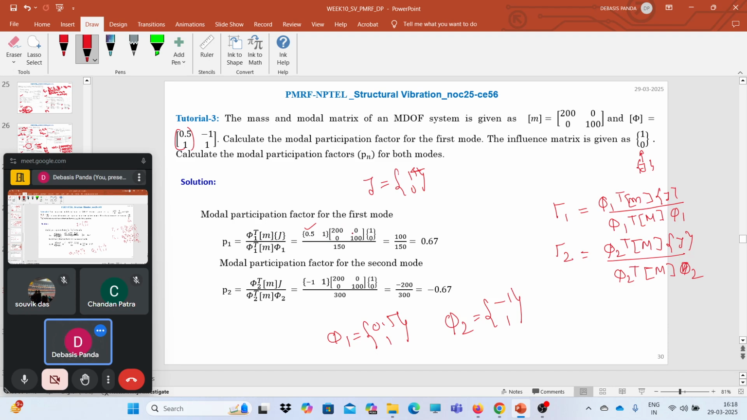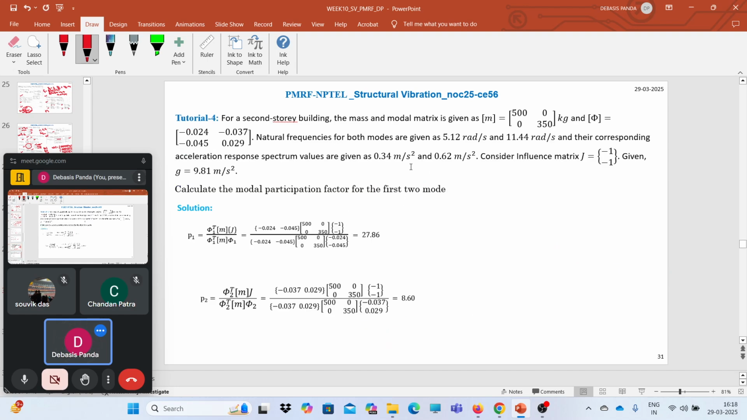0.5 1, and this is the mass matrix. This is your influence vector R or J, and if you calculate phi 1 transpose M phi 1, that comes as 150, and that leads to first participation factor 0.67, second participation factor minus 0.67. So we have calculated two participation factors like this. So if n number of modes are given, we can easily calculate the participation factor corresponding to that n number of degrees of freedom, right?